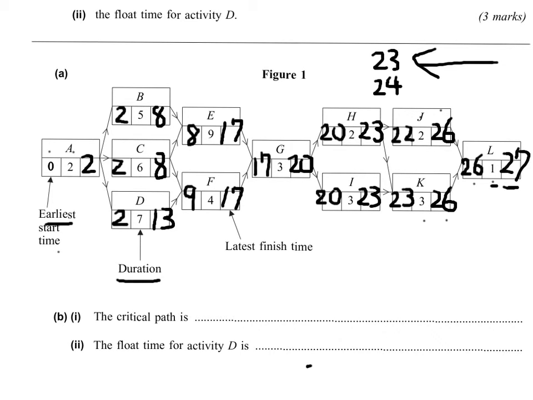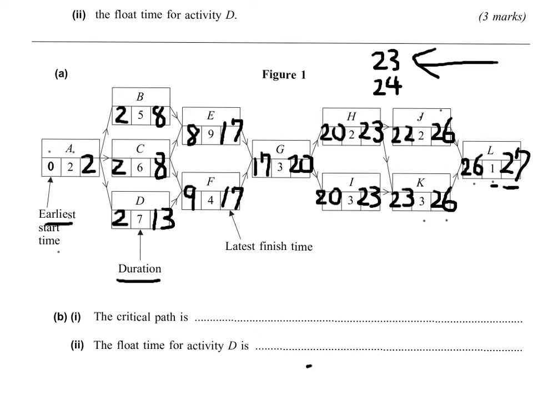So let's check. Starting from I, you should have 23. And for G, 23 take away 2, 21 is going this way. And 23 take away 3, 20 is going this way. So you're going to have to choose a smaller one, 20. E is 17, F 17, B 8, C 8, D 13, and A 2.